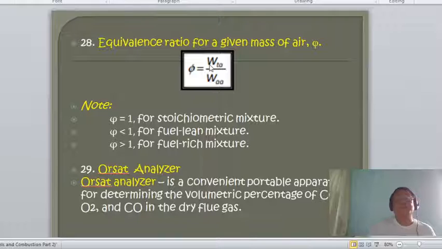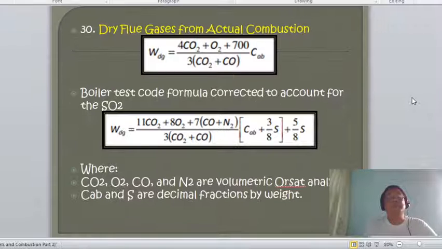Another is the ORSAT analyzer. It is a convenient portable apparatus for determining the volumetric percentage of CO2, oxygen, and CO, or carbon monoxide, in the dry flue gas. For the dry flue gas from actual combustion, the weight of the dry gas is 4 multiplied by CO2 in the product of combustion plus O2 plus 700 over 3 multiplied by CO2 plus CO, multiplied by the carbon actually burned, CAB.